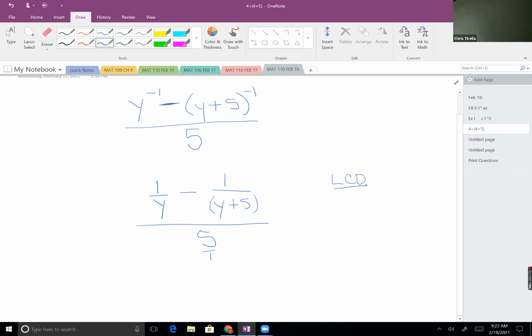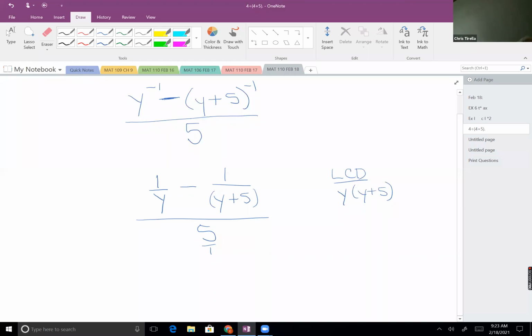We need a least common denominator. So again, I see 3 terms here. If I were trying to add those 3 terms, from the first fraction, I need a factor of y for my common denominator. From the second, I need a factor of y plus 5. And from the third, I guess technically I need a factor of 1, but we don't need to show multiplying by 1.